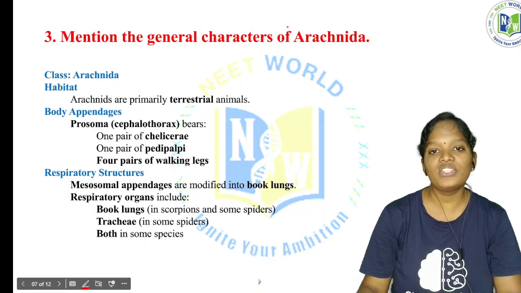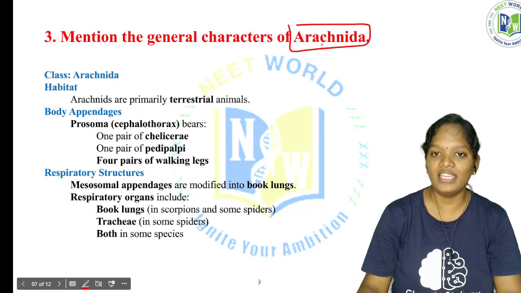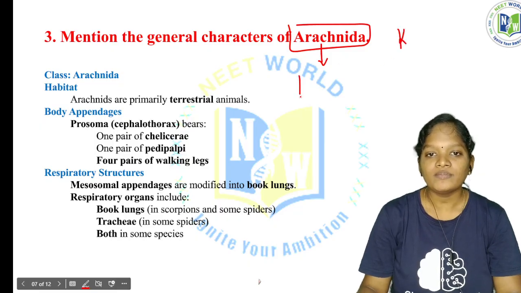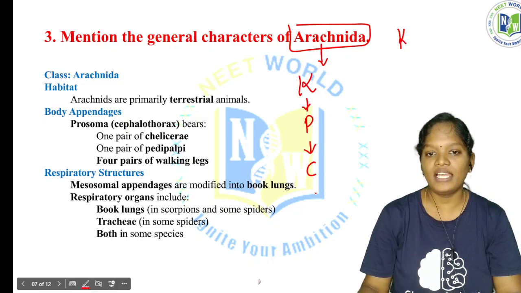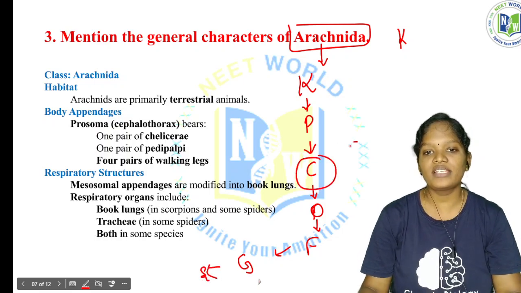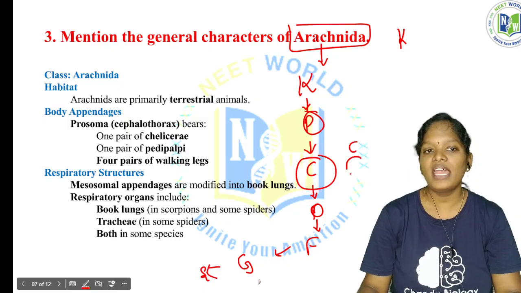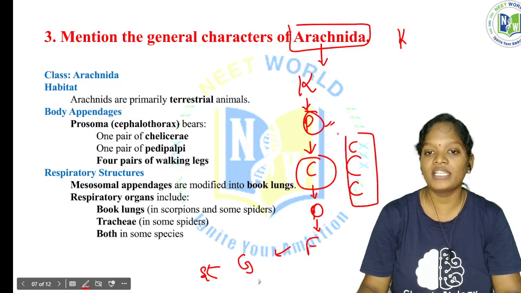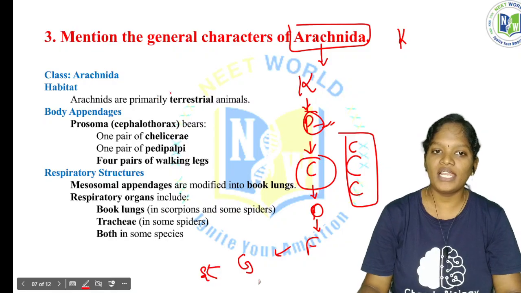The third question will be the general characteristics of Arachnida. Again, it is a class under the phylum Arthropoda. Basically there is kingdom, phylum and class, and order, family and genus and species. So this is the class. The Crustacea is a class coming under the phylum Arthropoda, and Arachnida is a class coming under the phylum Arthropoda, and the class Insecta is also coming under the phylum Arthropoda.